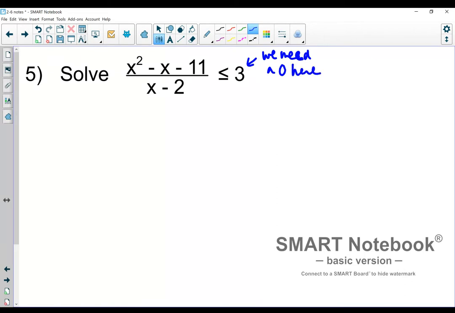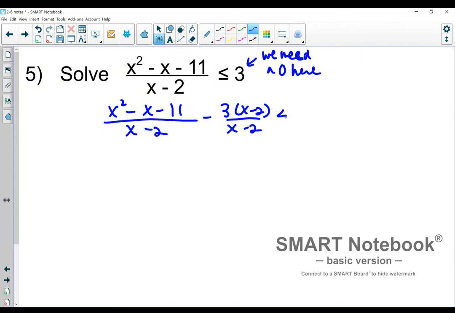So let's go ahead and subtract 3 on both sides. And then while I'm at it, I also know that I'm going to have to put my fractions together. So it'll be 3 times (x minus 2) over x minus 2. So let's see. I'll have x squared minus x minus 11, and then distribute that minus, so minus 3x plus 6, all over x minus 2.